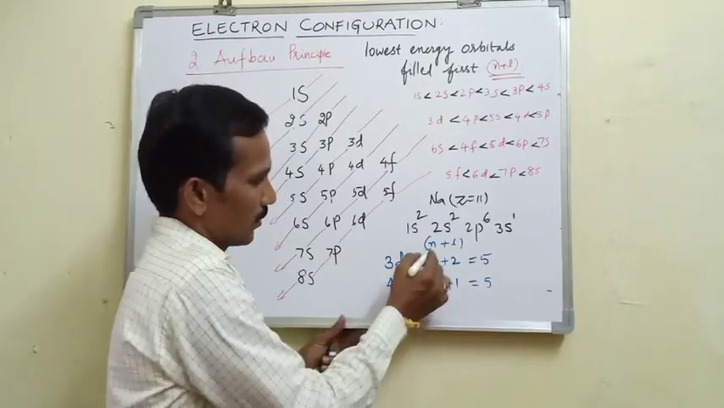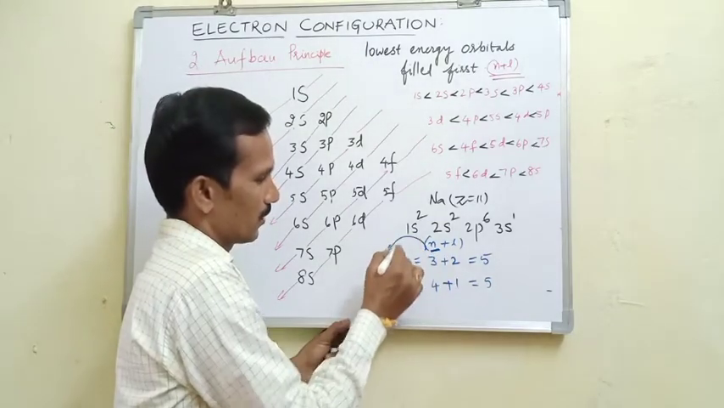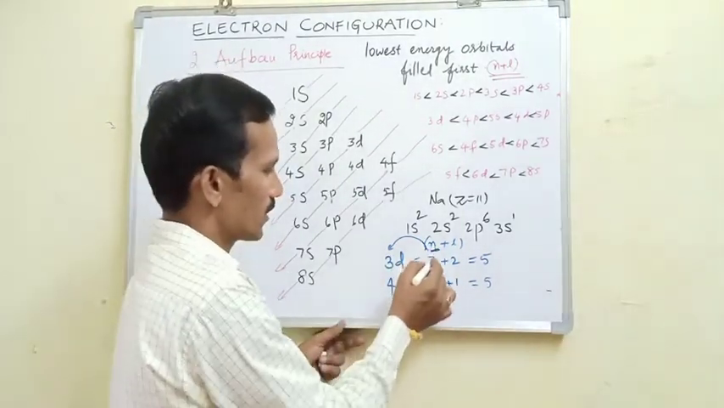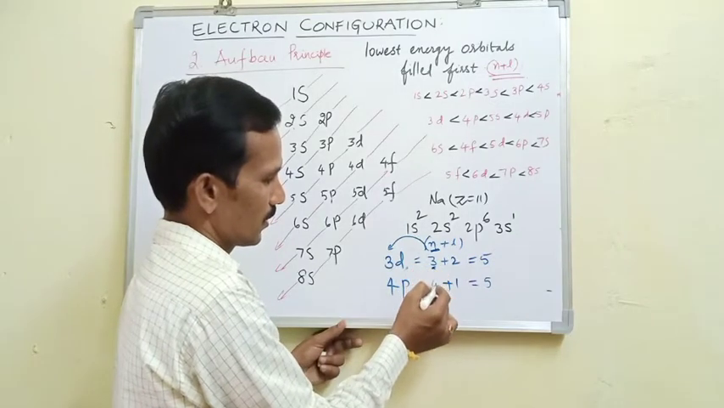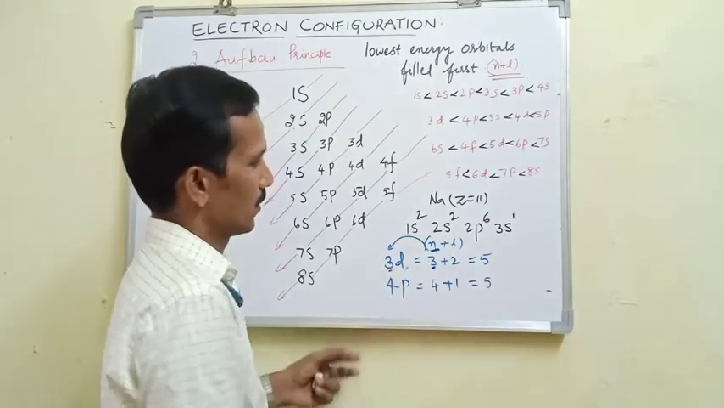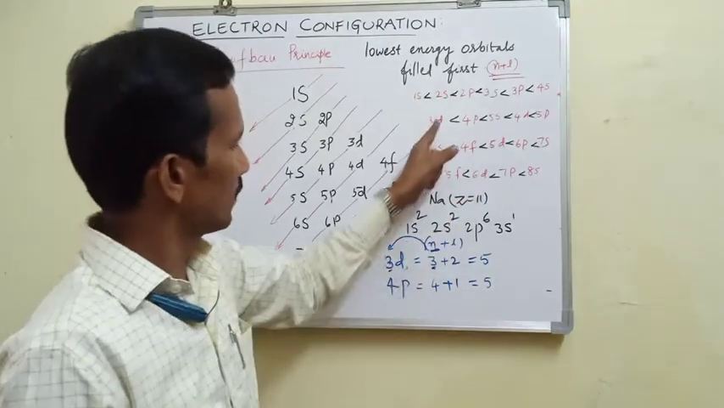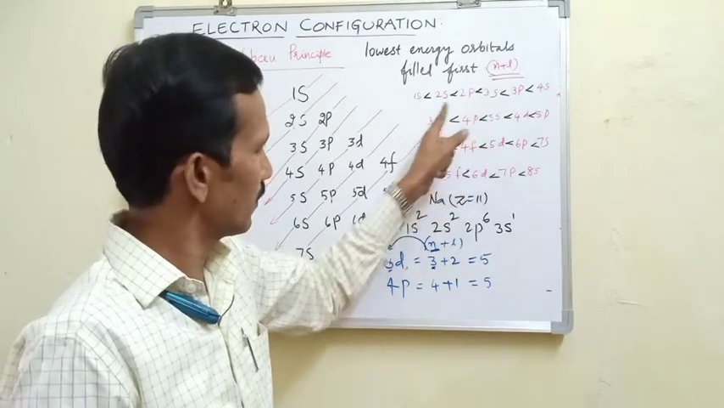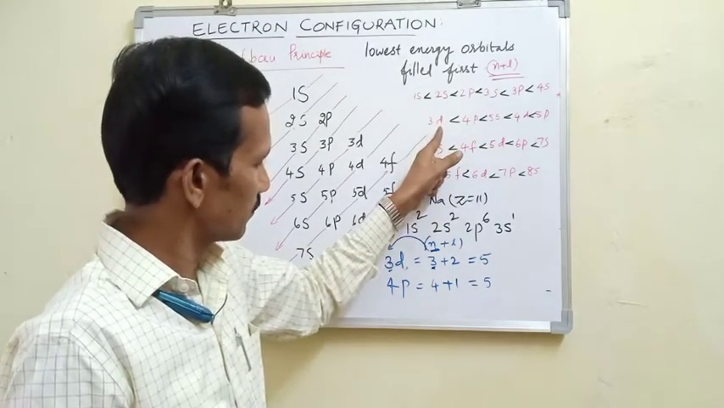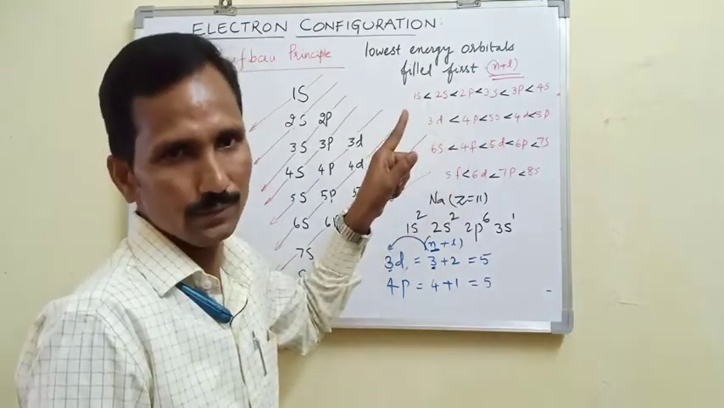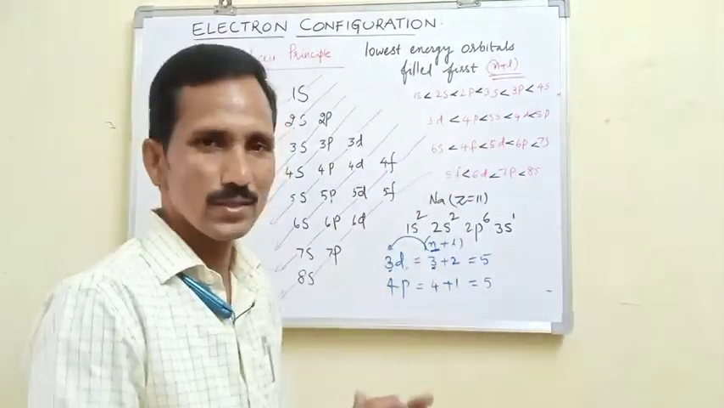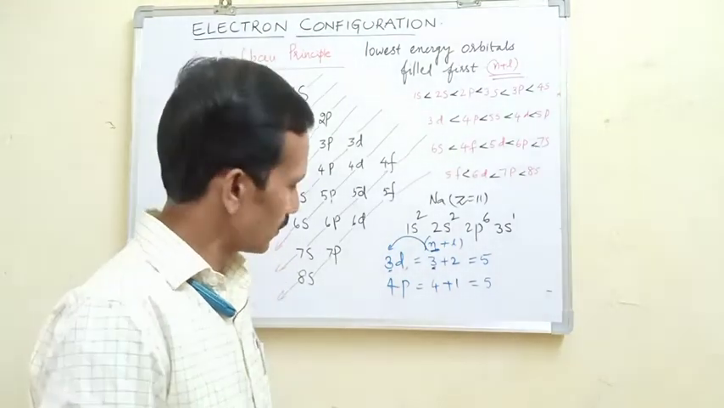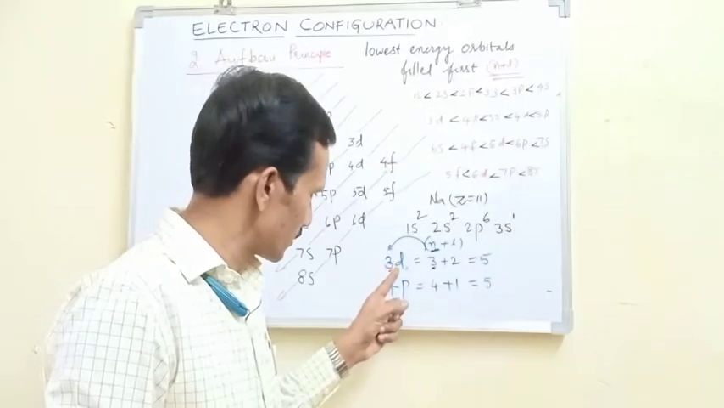In this case, the lowest n value orbital can take the electrons. We fill the electrons in the lowest n value. The lowest n value is 3 here. Between 3 and 4, the lowest n value is 3. This is the order: 3d has a lower energy level than 4p. So when filling the electrons in 3d, then we go for 4p. 3d and 4p both have the same n plus l value, but we fill the electrons in 3d first.